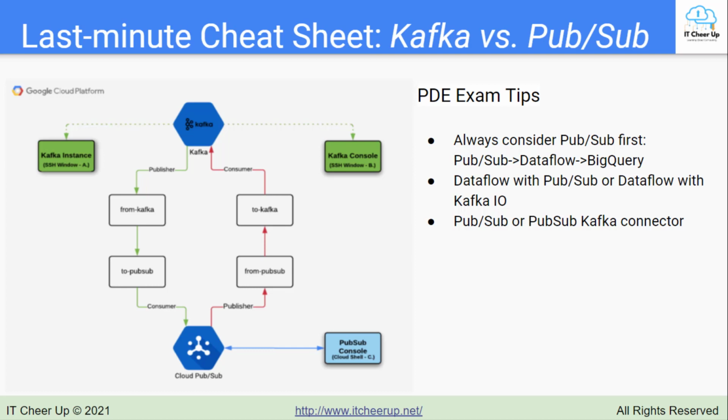Keep that in mind. If the question's requirement is to quickly lift and shift from on-prem to the Google Cloud, or reuse Kafka's features such as Kafka mirroring and random offset access, then you should use Kafka, or use the PubSub Kafka connector between the on-prem and the cloud. Or you can use Dataflow with Kafka's I/O for data processing.